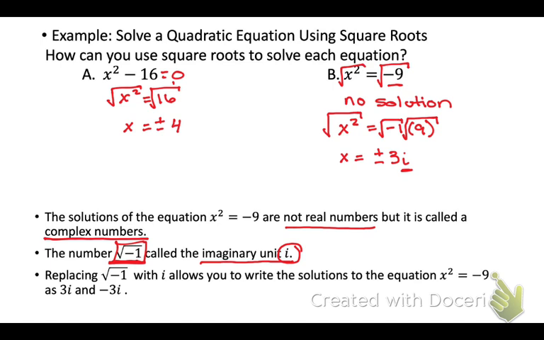Yes. Okay. So we're going to be working with imaginary numbers now, the i. And this is where they come from. You used to have the advantage of saying no solution. Now you don't have the advantage of saying no solution. You have to find the solution.